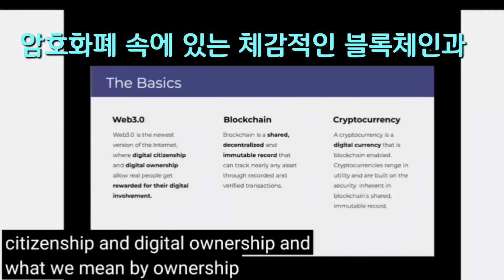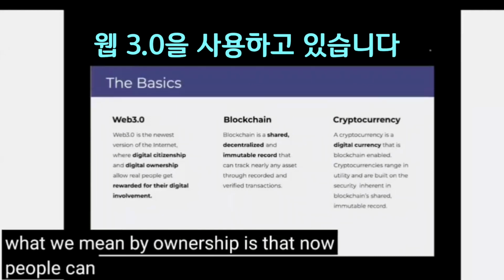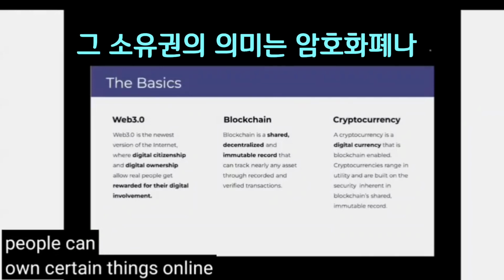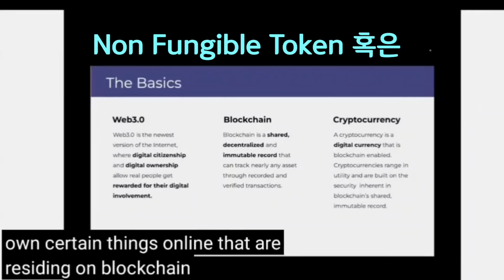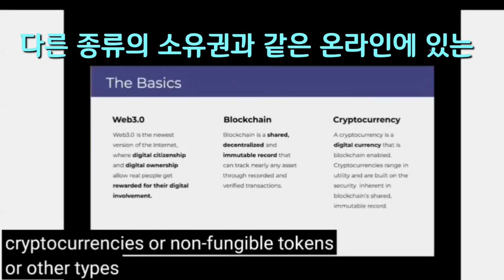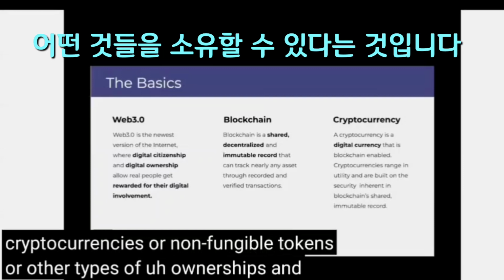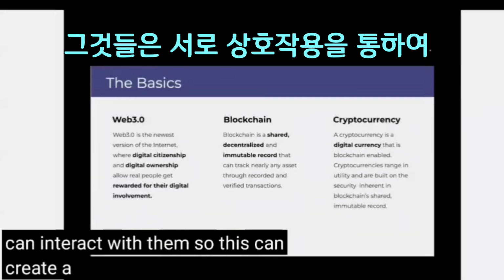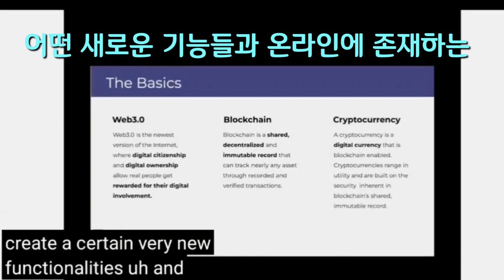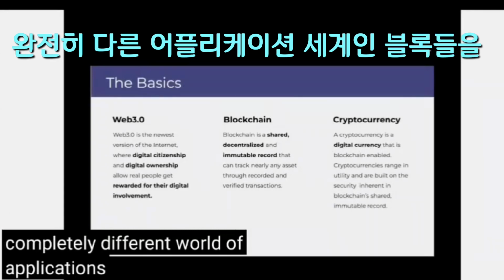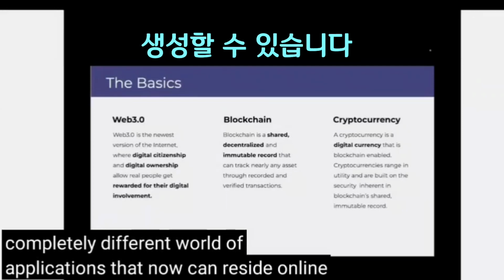And what we mean by ownership is that now people can own certain things online that are residing on blockchain, such as cryptocurrencies or non-fungible tokens or other types of ownerships, and they can interact with them. So this can create certain very new functionalities and unblocks a completely different world of applications that now can reside online.